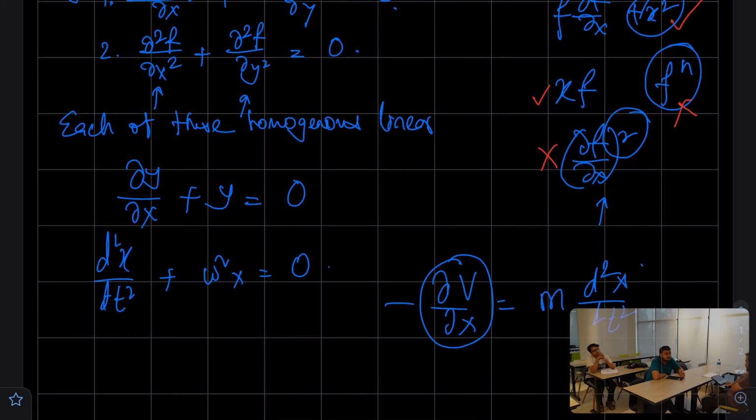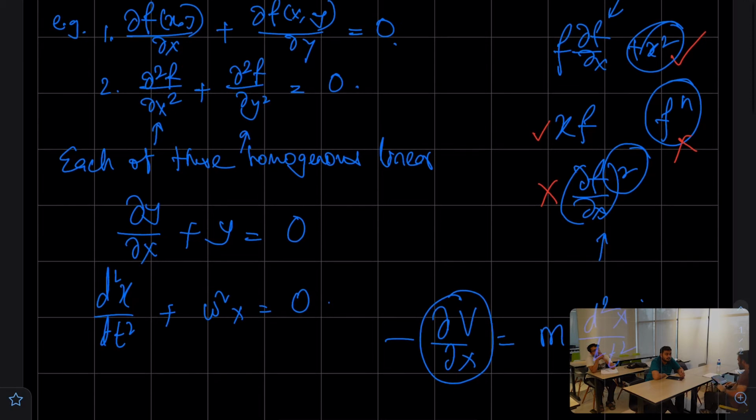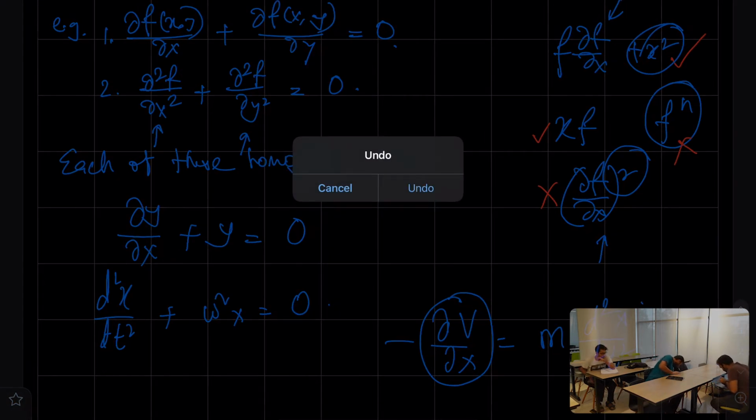Okay. So what does it mean by linear? Let's just understand in terms of equations. What does it mean by a linear equation? I think I'm not going to be comfortable with this one.